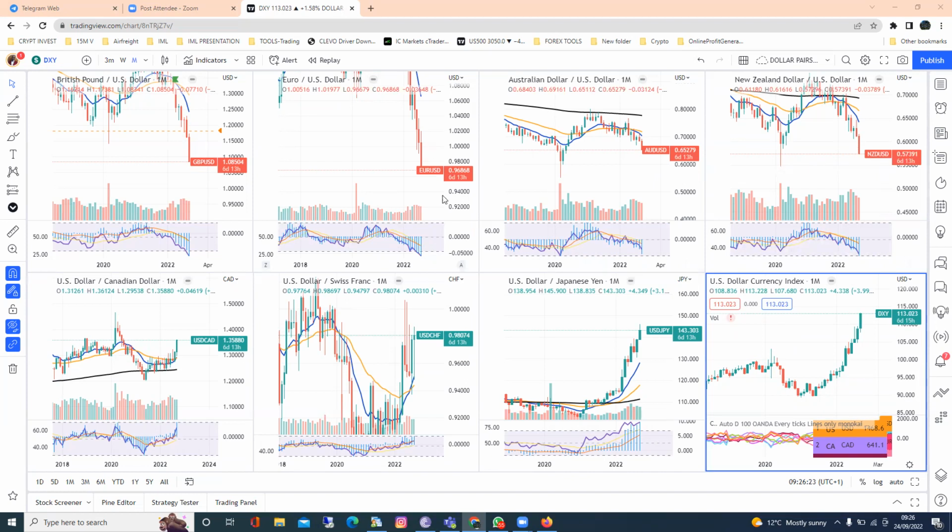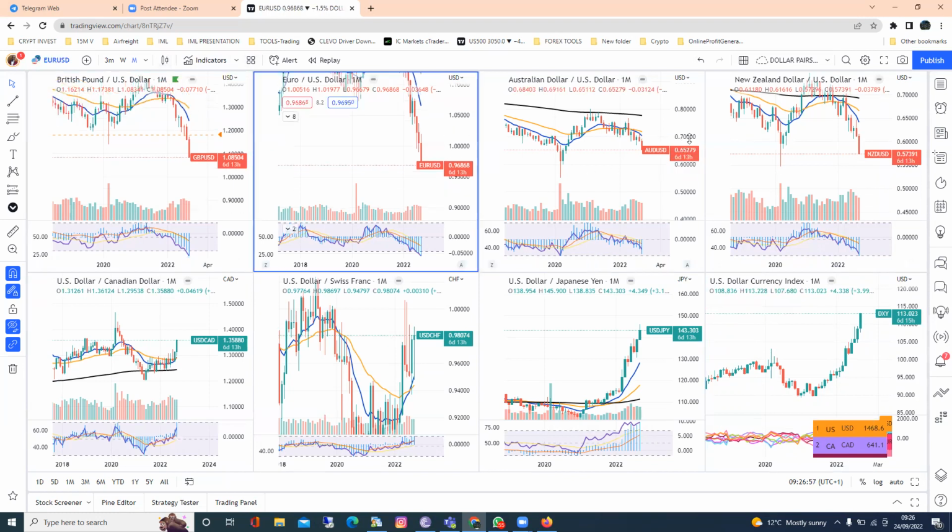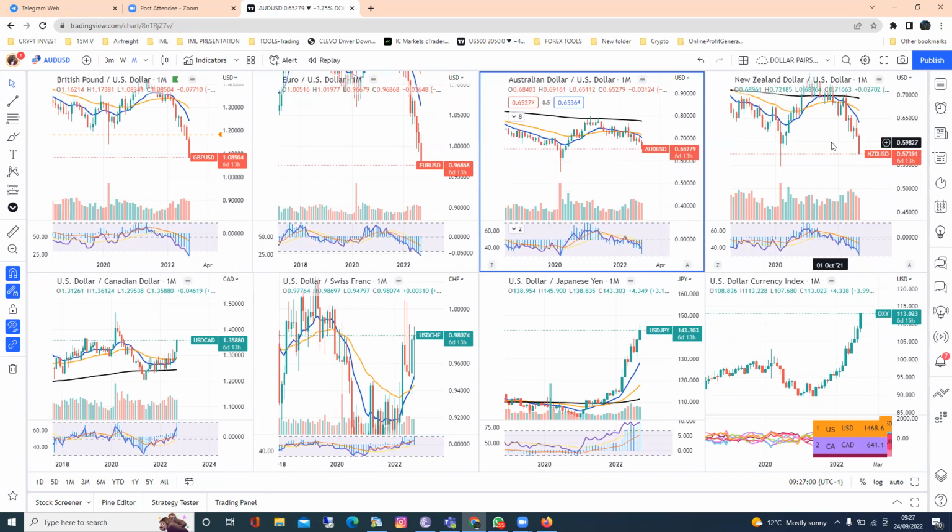Every pair on this chart is dollar denominated: British, US dollar, Euro, US dollar, Australian, US dollar, New Zealand, US dollar, dollar CAD, dollar Swiss, dollar yen. And then this is the basket of all dollar currency. So every pair is taking their strength out of this feed. So whatever is happening in this dollar index is actually the effect of all the trades that all these other pairs are generating. So that's the reason why I like to look into the dollar index first of all.